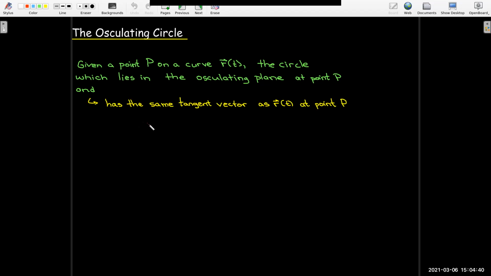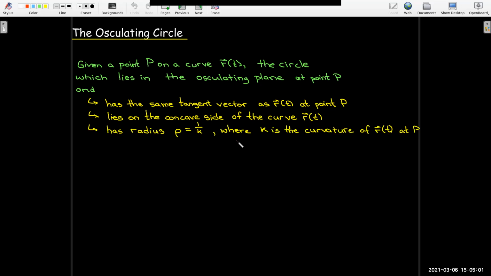we want it to have the same tangent vector. So the tangent vector of the circle at point P is the same as that of the curve. It's going to be on the concave side, so that's the direction in which the normal vector is pointing. So the concave side of the curve. And its radius is rho equals 1 over kappa, so 1 over the curvature.